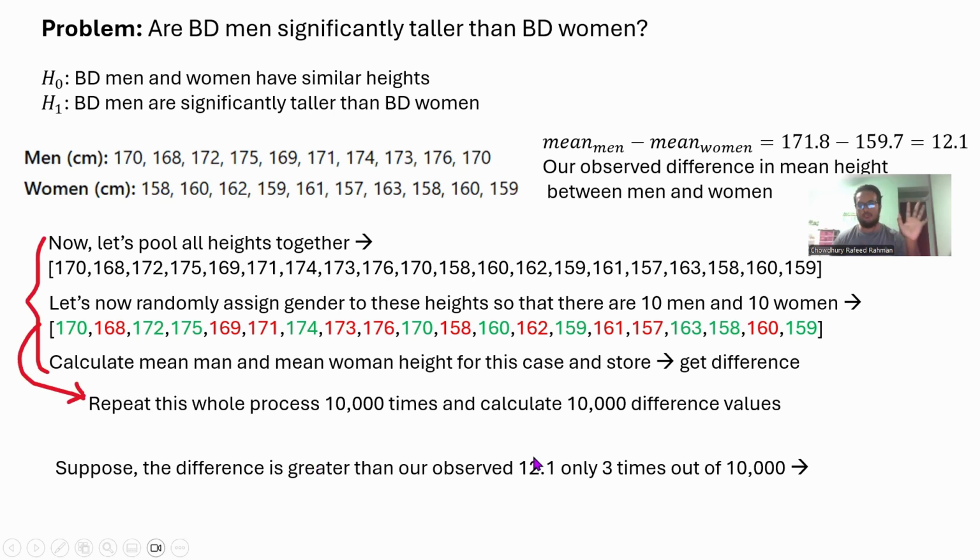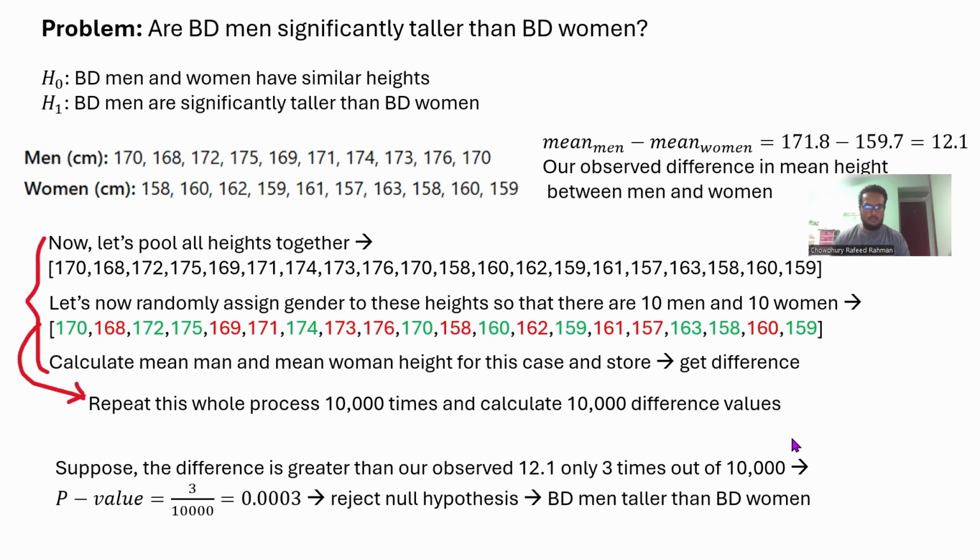Maybe there are only 3 times where we get a difference greater than 12.1. So now I think you know what we are going to do. We are going to get the p-value this way: p-value equals 3 by 10,000, which is 0.0003, extremely small, so we can reject the null hypothesis. That means BD men are actually taller than BD women. So we have proven this. So this is one example.